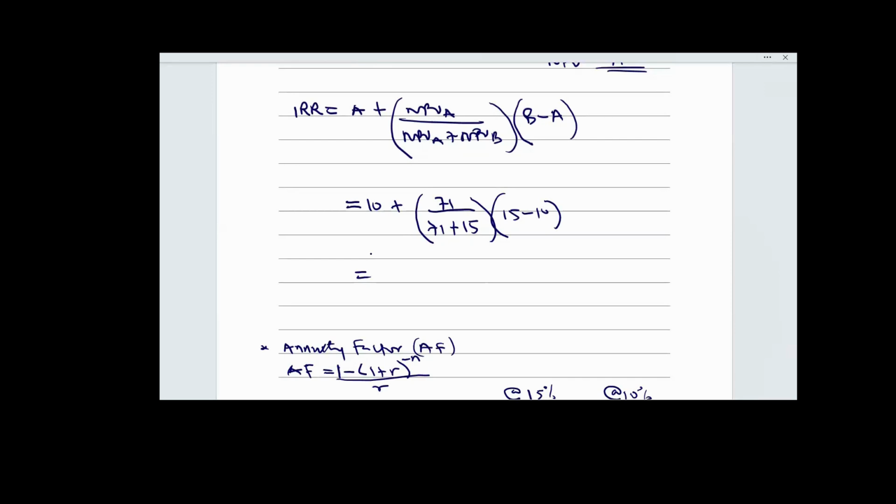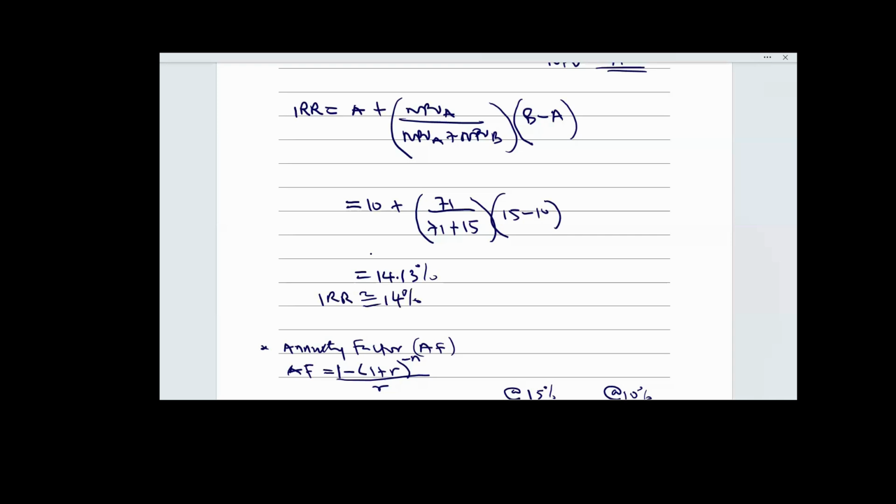71 divided by 86, multiplied by the difference between 15 and 10, which is 5, plus 10. That's 14 point what? 14.13. 14.13%. Approximately, internal rate of return is 14%.